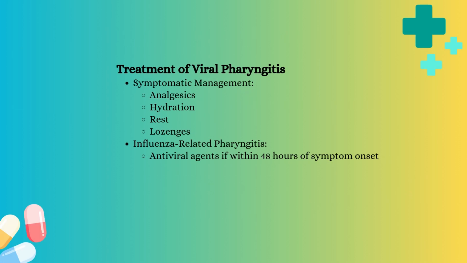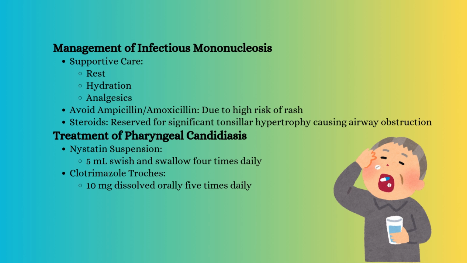Treatment of viral pharyngitis. Symptomatic management: analgesics, hydration, rest, lozenges. Influenza-related pharyngitis: antiviral agents if within 48 hours of symptom onset. Management of infectious mononucleosis: supportive care, rest, hydration, analgesics, avoid ampicillin/amoxicillin due to high risk of rash. Steroids reserved for significant tonsillar hypertrophy causing airway obstruction.